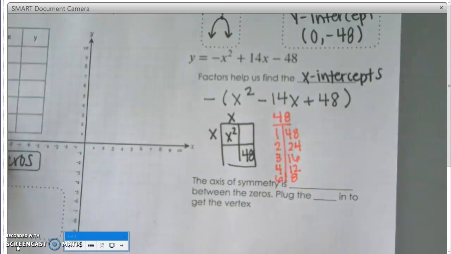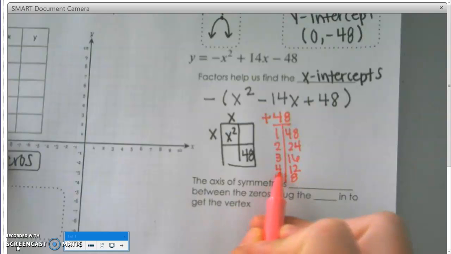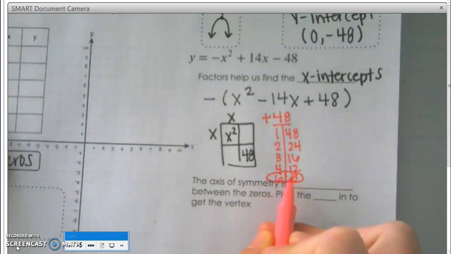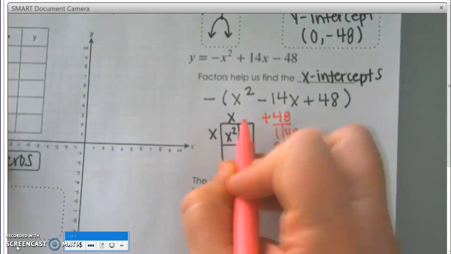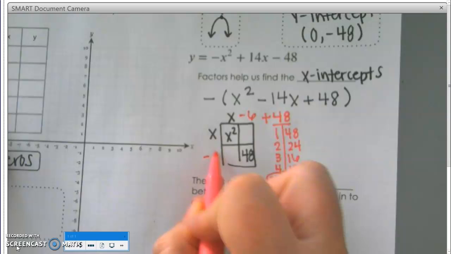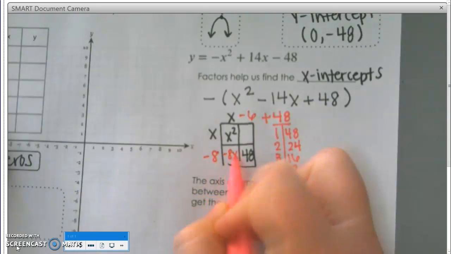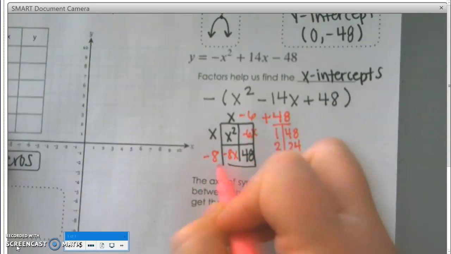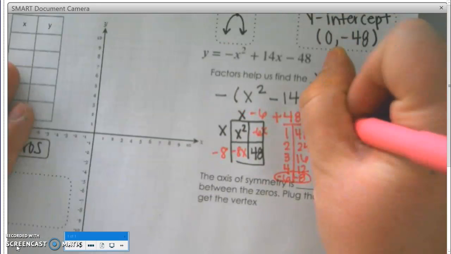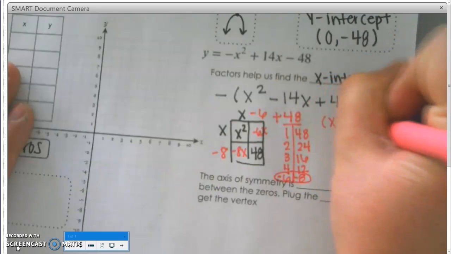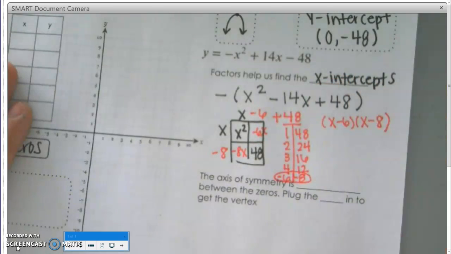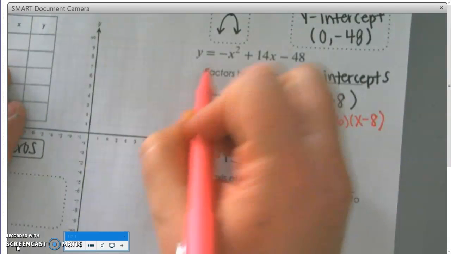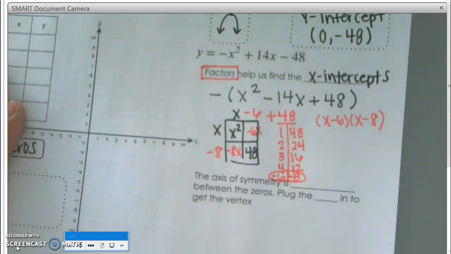So I'm looking for the pair that when I combine them, I get negative 14. So it looks like 6 and 8. I just have to make them both negative. If I make them both negative, they will combine to negative 14. So negative 6 and negative 8, and then I can check if I need to. Negative 6 times negative 8 is positive 48. So these are my factors: x minus 6 and x minus 8. So the first thing I'm going to do is factor.